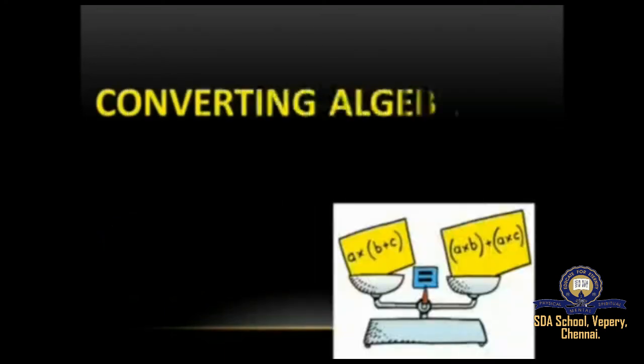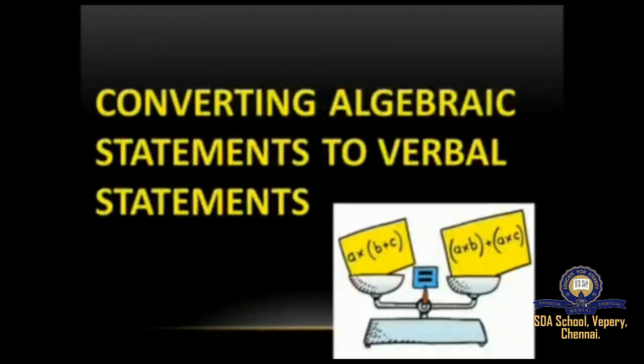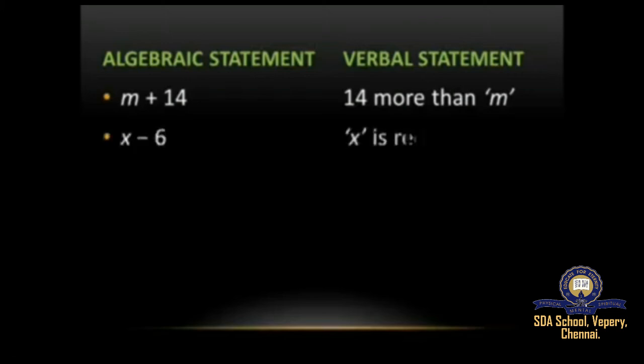So first we looked into converting algebraic statements to verbal statements. So we saw examples. The first one is m plus 14. So you'll be writing it as 14 more than m. Okay. And the second one is x minus 6. You will be writing it as x is reduced by 6.